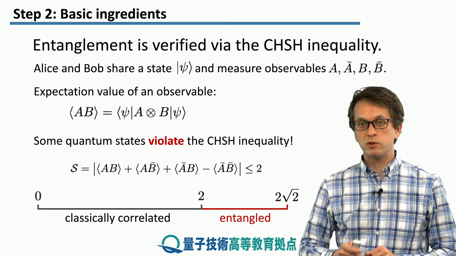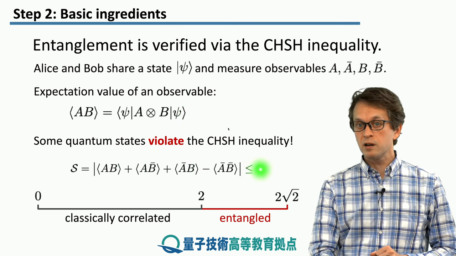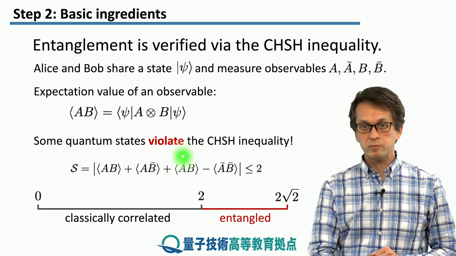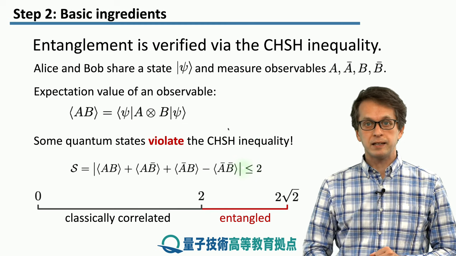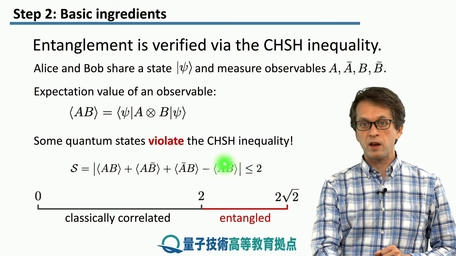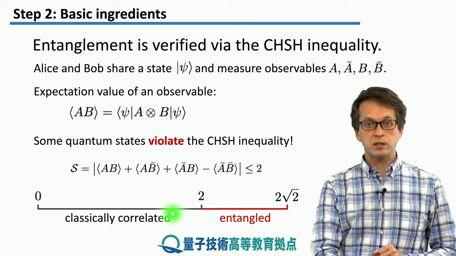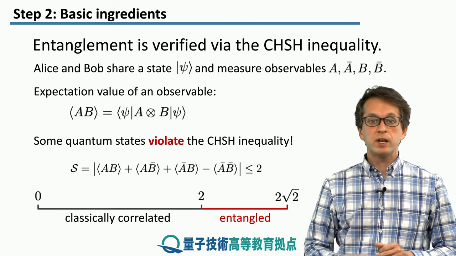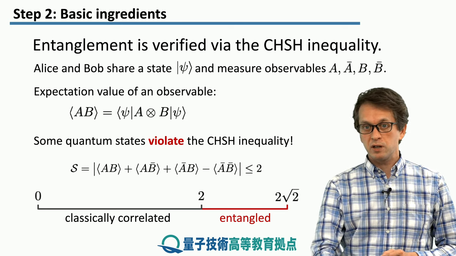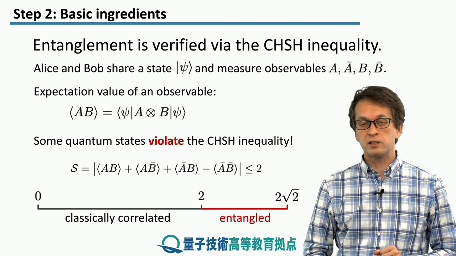And amazingly, for some quantum states, we can actually violate the CHSH inequality. By violating, we mean that over here, we can obtain a value that's larger than 2. So then what it means is we can use this expression to detect entanglement. In particular, in an experiment, when we measure and compute these various expectation values, and then we sum them up in this manner, and we obtain a CHSH expression which is less than 2, then we can say maybe the states are classically correlated. But if we measure a CHSH expression which is larger than 2, then we can in fact say that definitely these states are entangled.